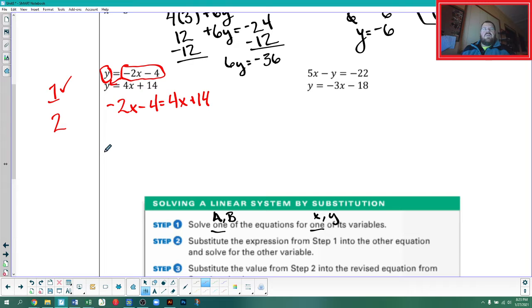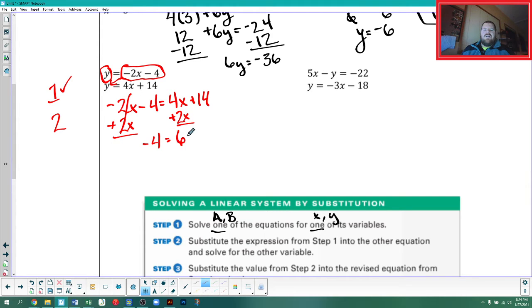What does my equation only have? Okay, my equation only has x's, so I can solve for those x's. Here we go. I'm going to add 2x to both sides. Oh, I guess it works out. I was thinking ahead, and I never think ahead very well.